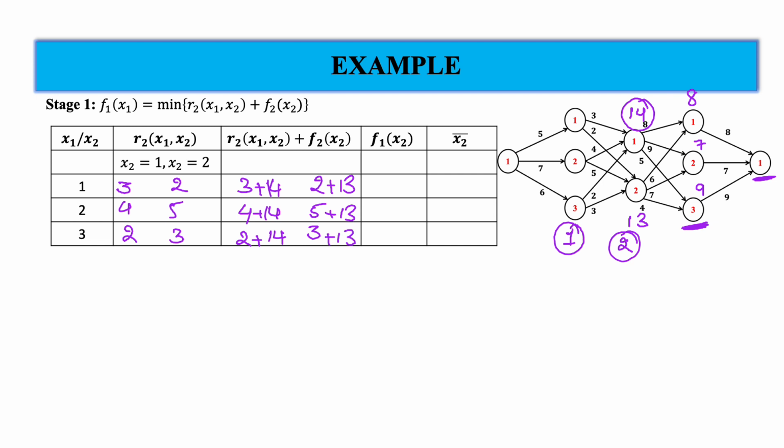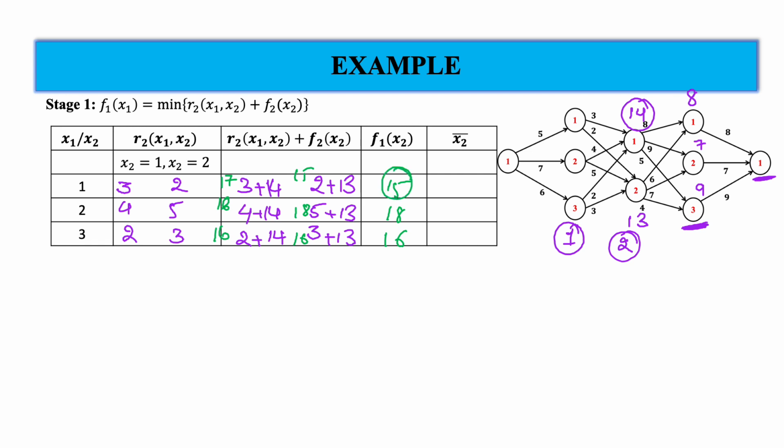Now check the values. This is how much? 17, 16, sorry, 18, 16, 15, 18, 16. Out of these two the minimum is 15, out of these two the minimum is 18, then the minimum is 16, and out of all three, 15 is the minimum.